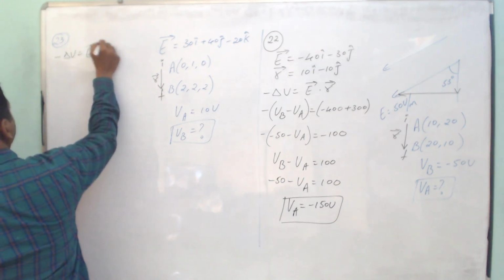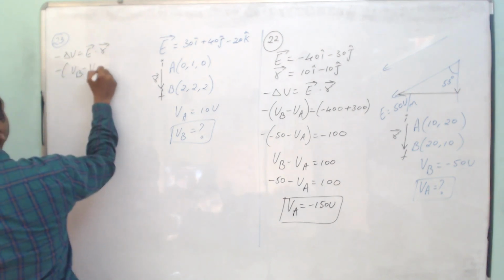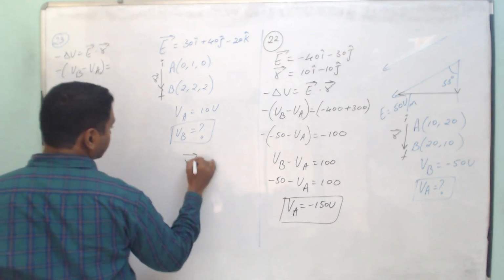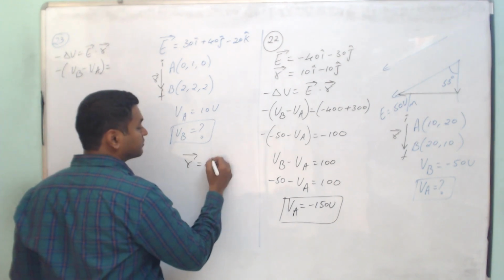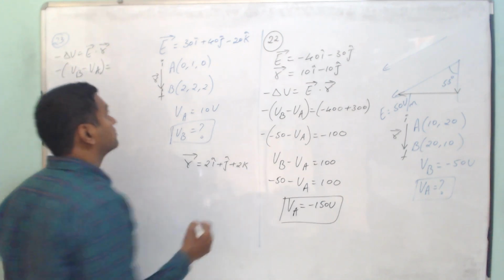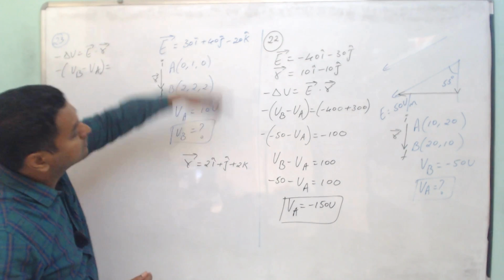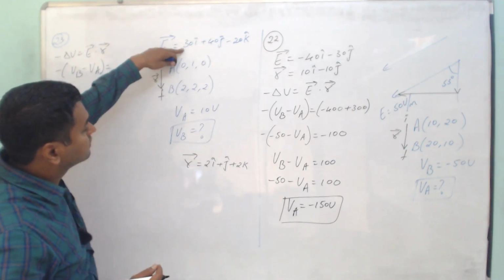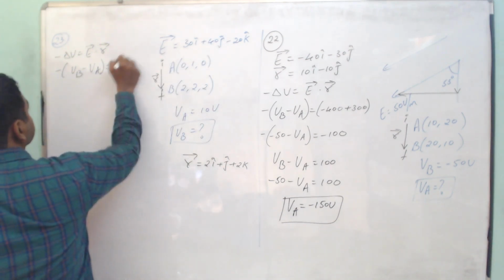Correct? So minus of VB minus VA is equal to, what is the dot product? First we need to know what is R bar. What is R bar? 2i cap plus j cap plus 2k cap. Now what is the dot product? E bar dot R bar. 60, sir. Okay, because 60 plus 40 minus 40, is 60.